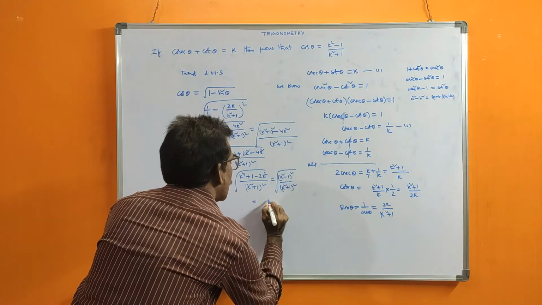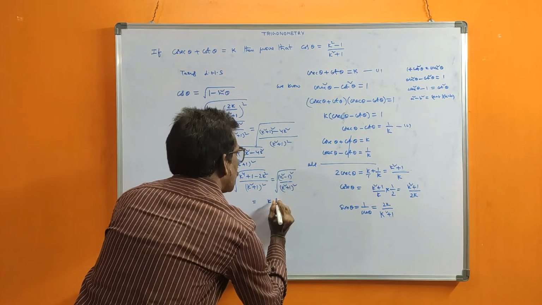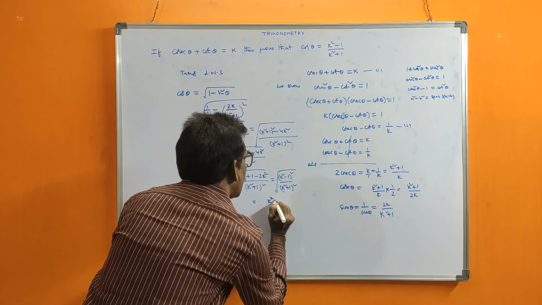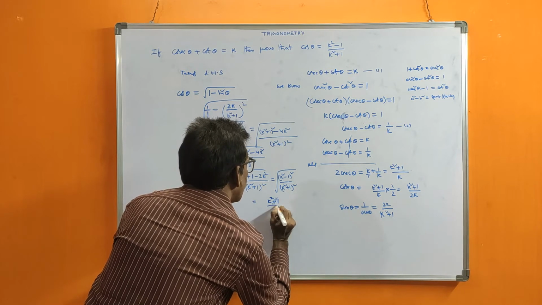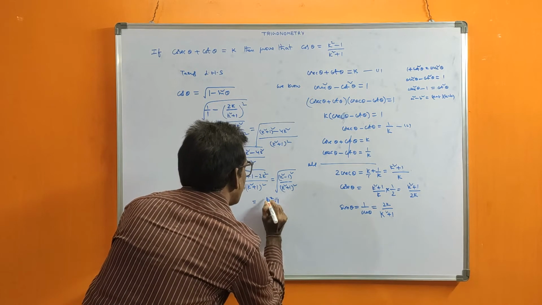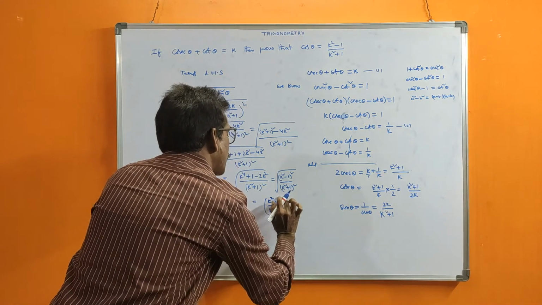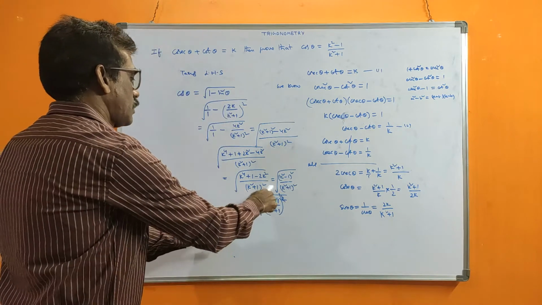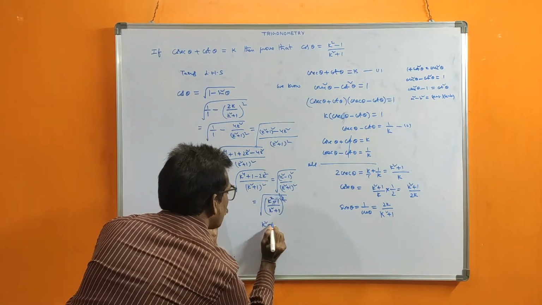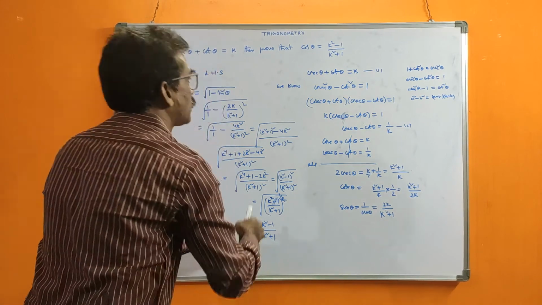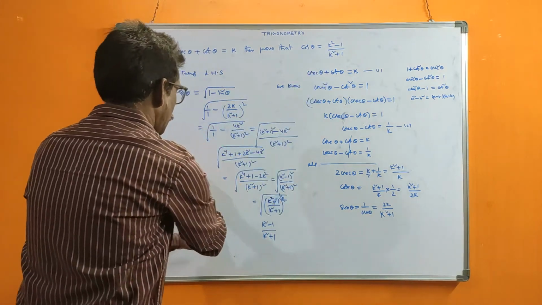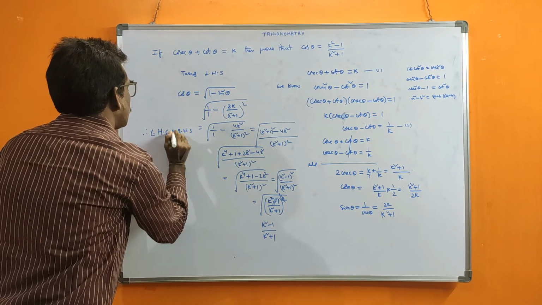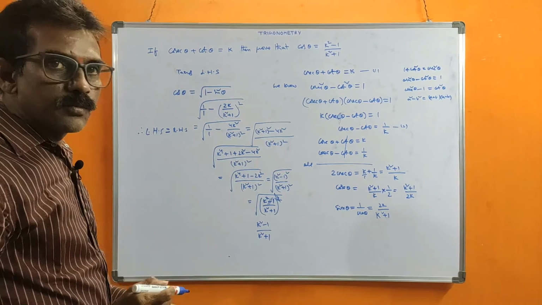Now we can write the whole thing as the square of k square minus 1 by k square plus 1, under root. The square and root cancel, so we get k square minus 1 by k square plus 1, which is equal to the RHS. Therefore LHS equals RHS. Like this also we can prove this problem.